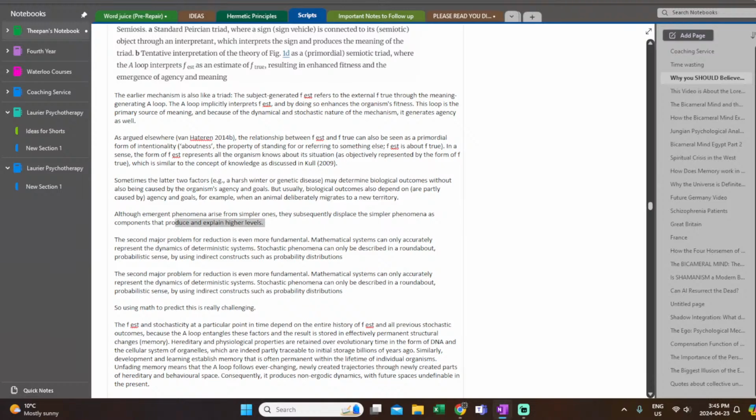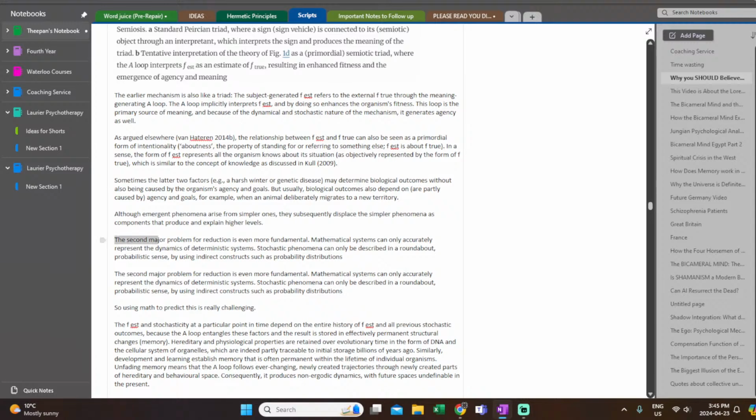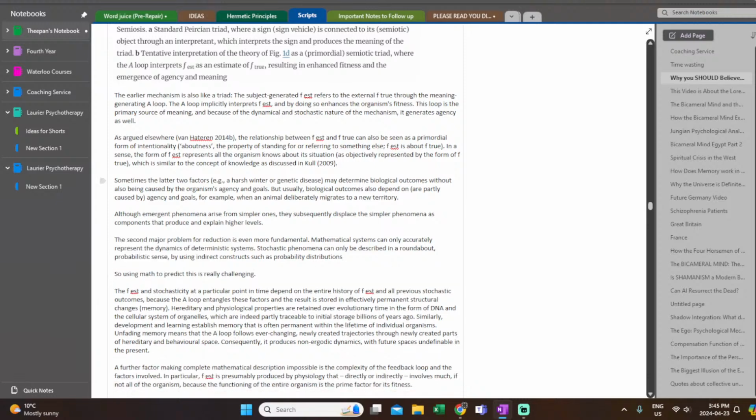Okay, so I'll read this again because I like it so much. Although emergent phenomena arise from simpler ones, they subsequently displace the simpler phenomena as components that produce and explain higher levels. And then it says the second major problem for reduction is even more fundamental. Mathematical systems can only accurately represent the dynamics of deterministic systems. Stochastic phenomena can only be described in a roundabout probabilistic sense by using indirect constructs such as probability distributions. This is just reiterating the fact that you can't use purely mathematical descriptions of fundamental physics to describe phenomena like this that are utilizing randomness in a novel way.